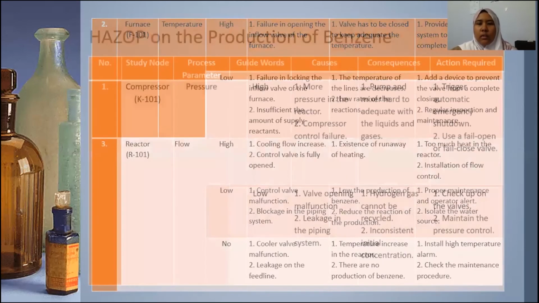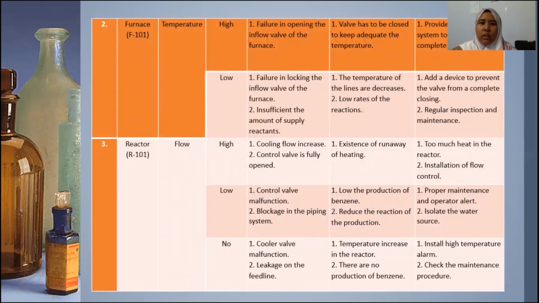The process parameter is temperature. For high temperature, the cause can be failure in opening the inflow valve of the furnace. As for its consequences, the valve has to be closed to keep the temperature adequate. And for the required action, provide the valve with a system to prevent it from opening completely.